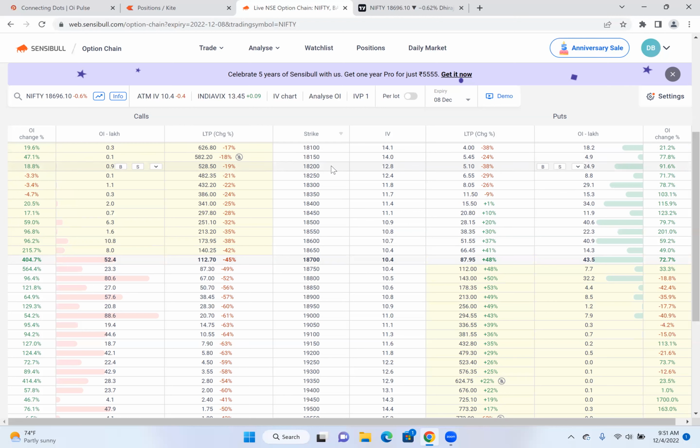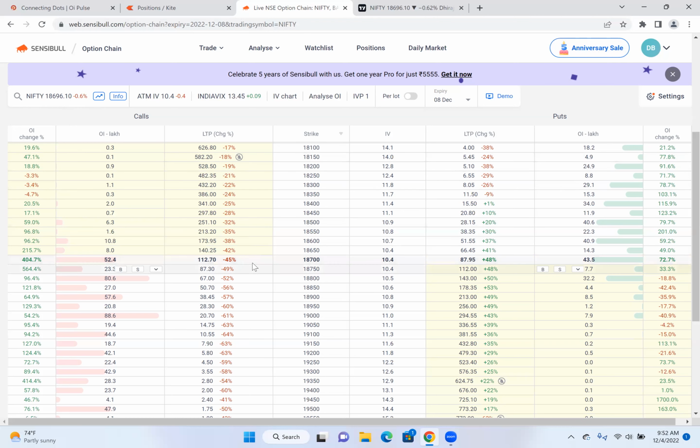And you can stop me anywhere to ask. Now you see this 18,700 in bold. That is basically the ATM, because Nifty is trading at 18,696. So whatever you see in bold is the at-the-money strike. Nearest to 18,696 is 18,700, which you see in bold. Now, what is the data that you see here? I will first cover the call, and the same data will be available for put also.